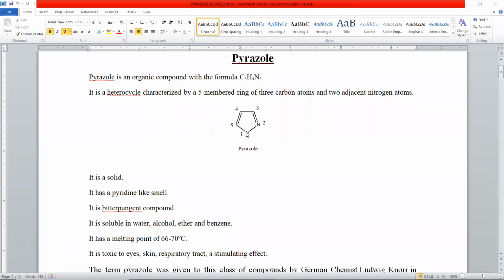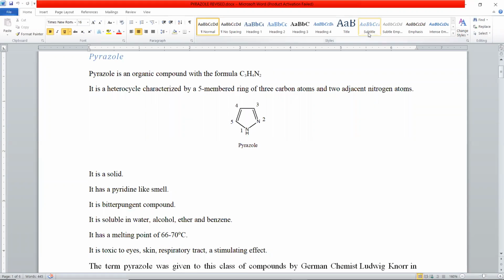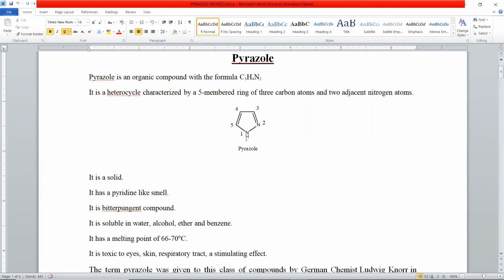Pyrazole. It is a 5-membered heterocyclic ring system containing 2 nitrogen atoms. The molecular formula of pyrazole is C3H4N2. It is a heterocyclic compound characterized by a 5-membered ring of 3 carbon atoms and 2 adjacent nitrogen atoms. So the 2 nitrogen atoms are in 1,2 position.